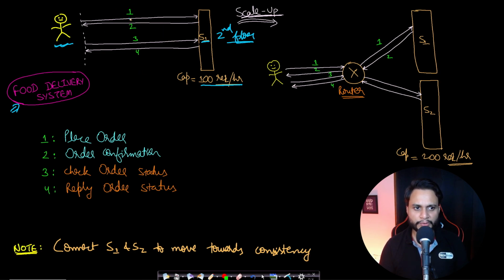The number 1 is showing that this is my first request to S1, so I'm placing the order to outlet S1. Now S1 will be acknowledging that the order has been confirmed, the order has been taken. So this is number 2, which is order confirmation. Then after some time, maybe I will like to ask about the status of my order. So this is shown in number 3, where I'm asking to check the order status. S1 will now be replying to me about the order status, and this is nothing but reply order status.